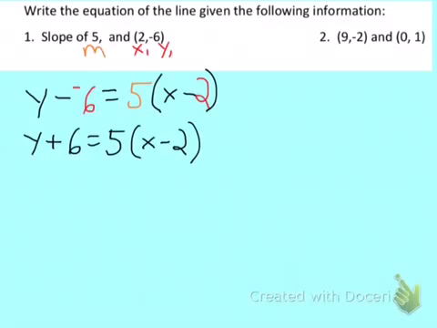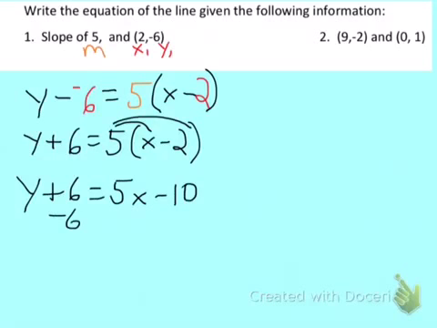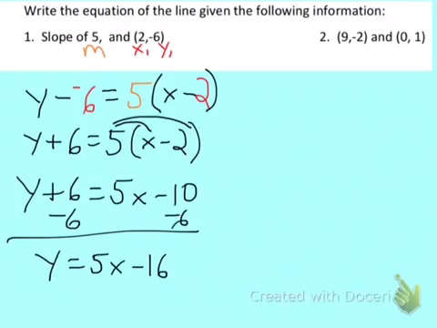That's a perfectly good answer. If you want to put that in slope-intercept form because you're more comfortable with that, you can distribute the 5, do a little bit of algebra, and then you'll see that the slope-intercept form of that equation is y equals 5x minus 16. So you have two different answers that you could have there: y plus 6 equals 5 times the quantity x minus 2, or the slope-intercept form answer, y equals 5x minus 16.